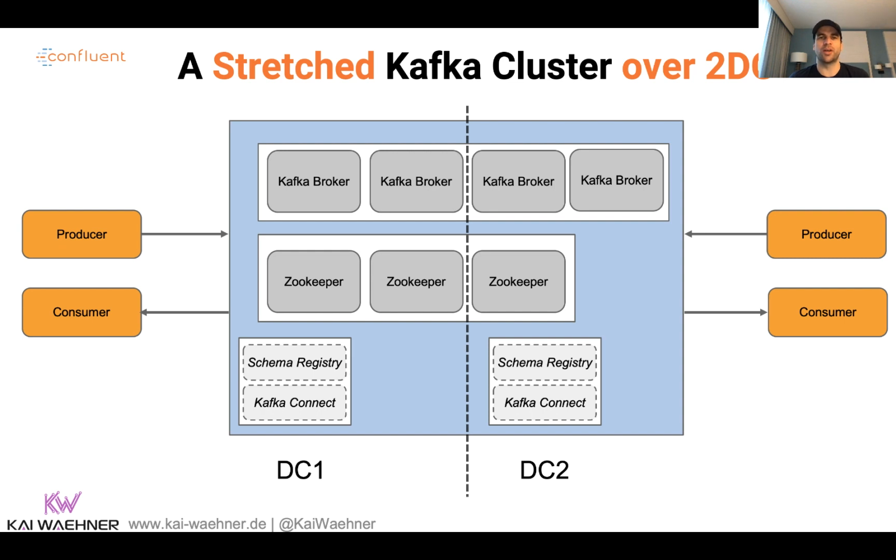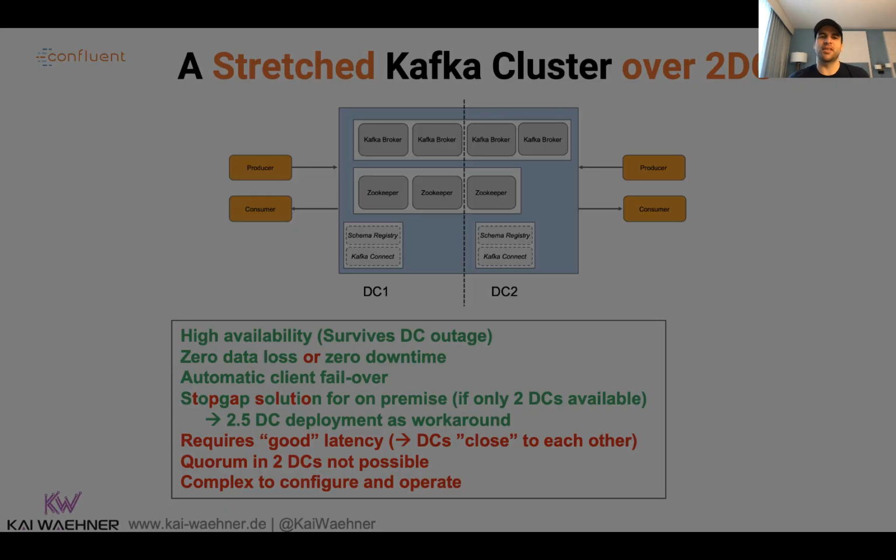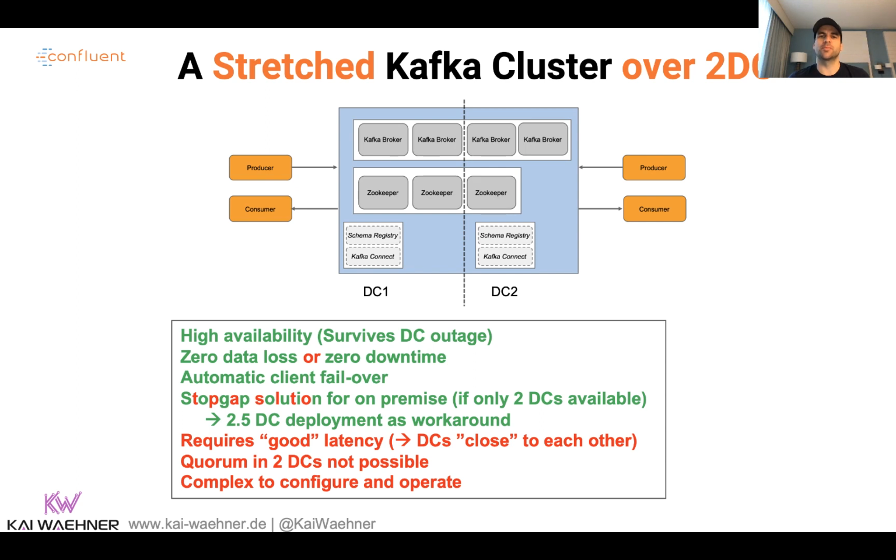Another deployment option is to have a hierarchical quorum where you deploy more Zookeepers. This means one Zookeeper cluster in each data center and making a quorum between the 2 Zookeeper clusters. However, having said that, this is possible, but this is really a workaround if you don't have 3 data centers. So there is some pain with that. You can only guarantee 0 data loss or 0 downtime, not both together, because for that you need 3 data centers. And therefore it's often a stopgap solution for on-premise if you only have 2 DCs.